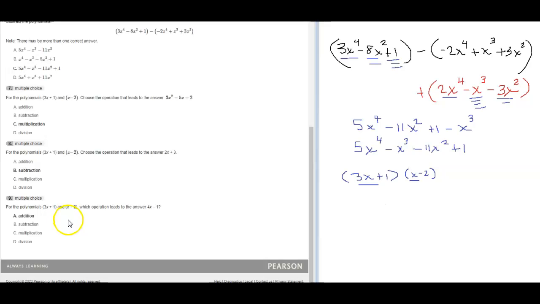And the last one, using the same two binomials, what will you do between these two? So you get 4x minus 1. And the only way I can get the 4x in this binomial is if I take these two and I add them.